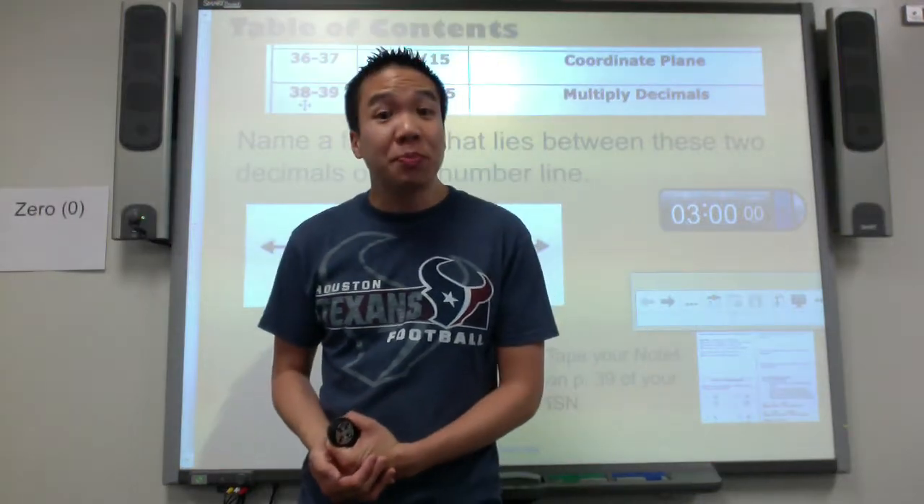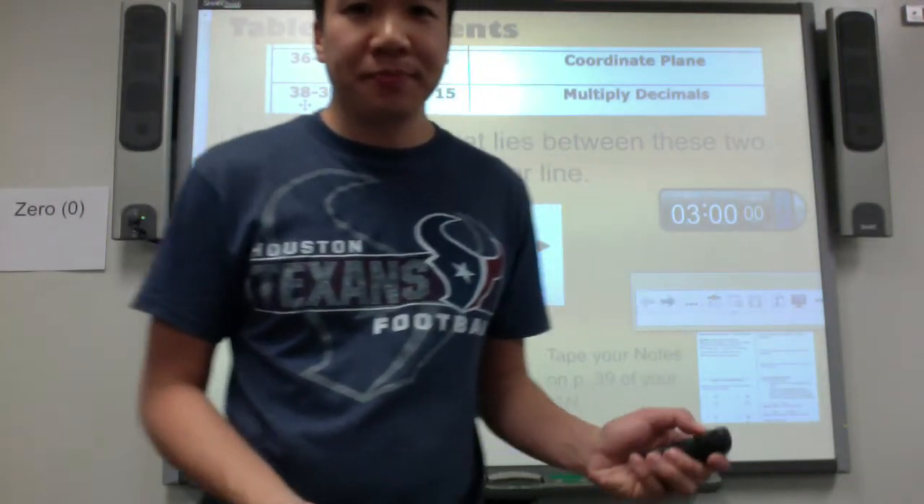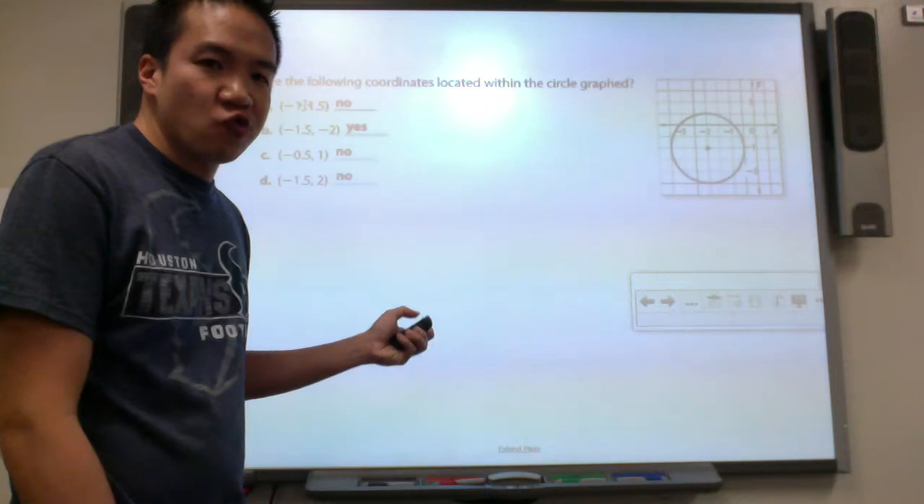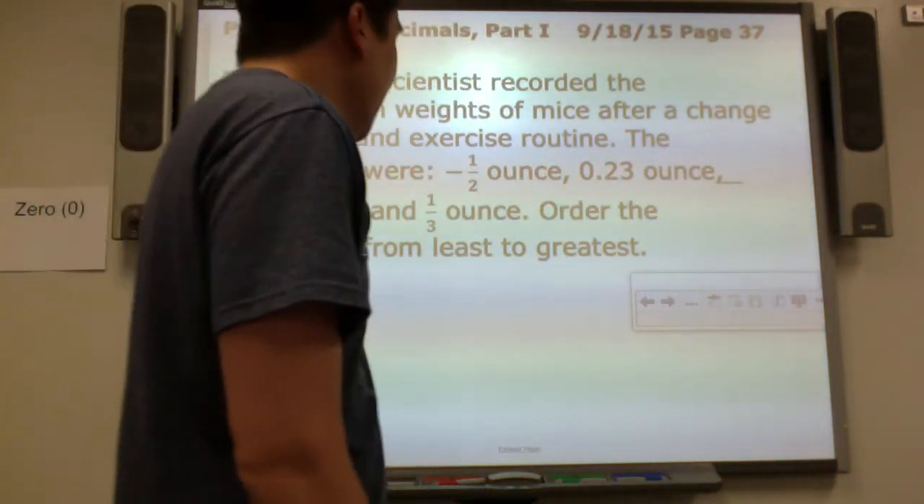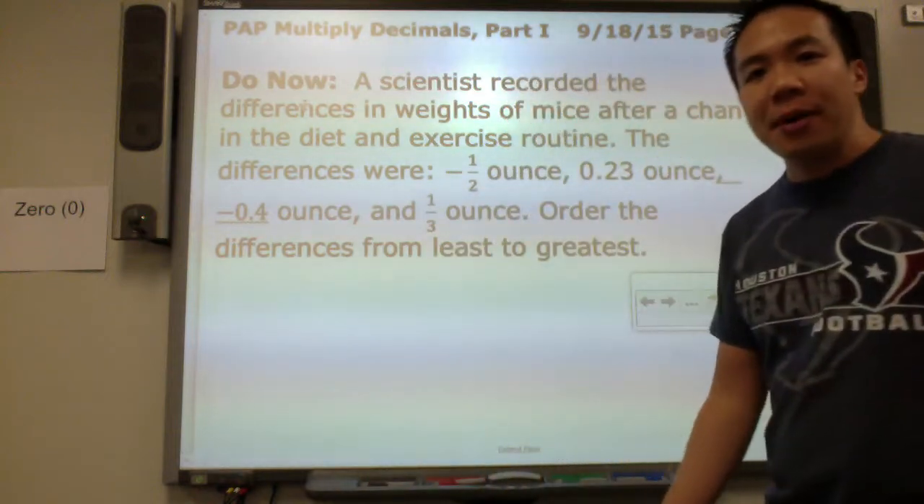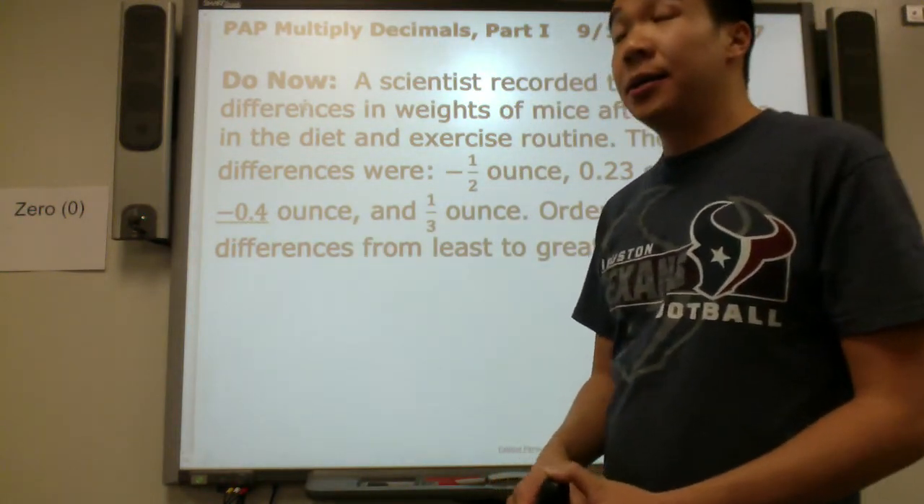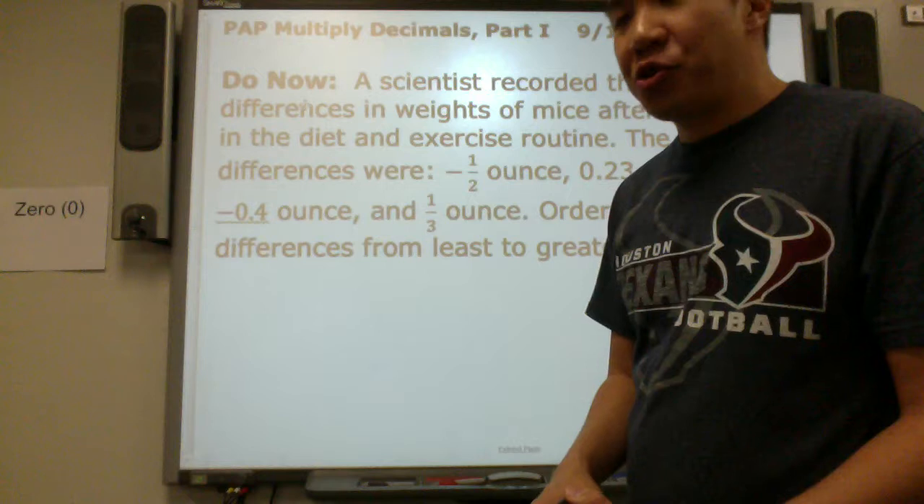...is over how to multiply decimals. Before that, let's review everything we remember about ordering rational numbers.